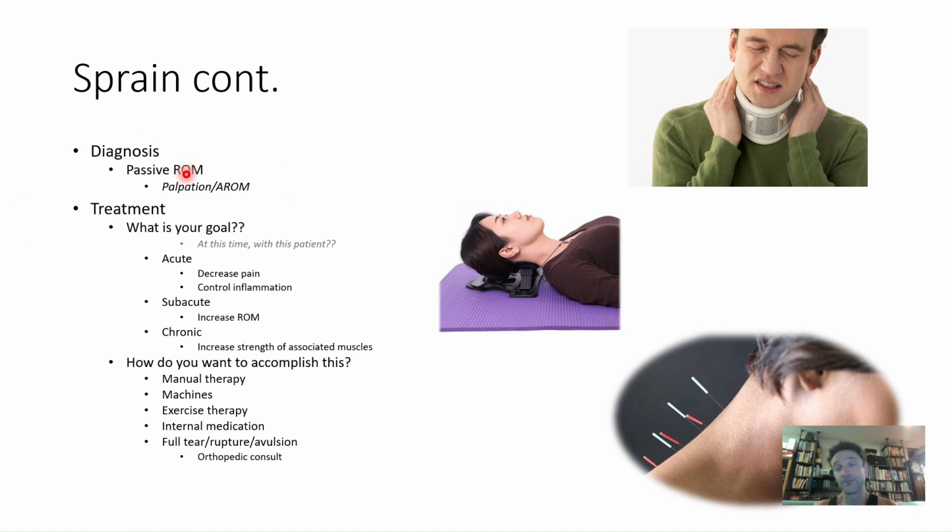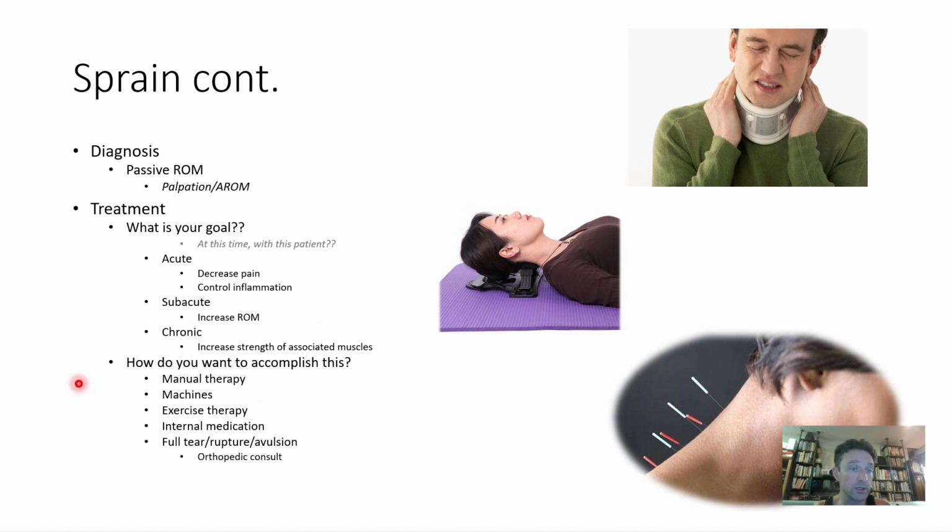So how do we treat it? What's your goal? Acute phase, this is going to be very similar to straining once again, right? Decrease the pain, control the inflammation. Subacute, increase range of motion. Chronic, increase strength of associated muscles in the area, maybe help guard and protect that motion as that tissue heals up on its own, right? You could say maybe putting more collagen or vitamin C in your system might help with the healing process, right?